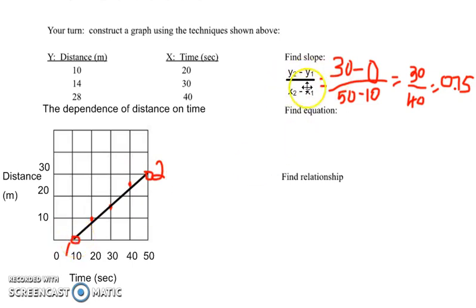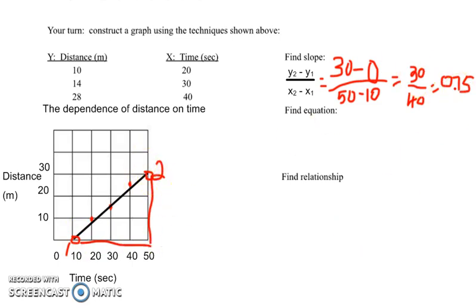So I went up here to find the slope, y2 minus y1, which is 30 minus 0, divided by 50 minus 10. So it looks like 3/4. And if you look at this, yep, my rise is 3, my run is 4. So that makes sense, so 0.75.